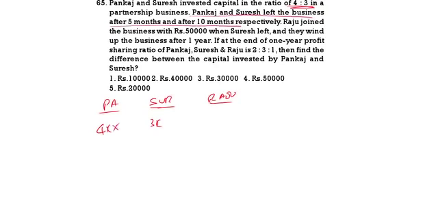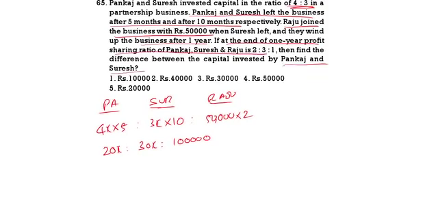Pankaj is leaving the business after 5 months. Suresh is leaving the business after 10 months. Then Raju joined the business with 50,000 when Suresh left, and they wind up the business after 1 year. So that means when Suresh is leaving and the profit is shared after 1 year. So Suresh left after 10 months. Balance will be 2 months. That is Raju. Now this is 20x, this is 30x, and this is 1 lakh. Now, if at the end of the year the profit sharing of Pankaj, Suresh and Raju is 2:3:1, find the difference between Pankaj and Suresh capital.